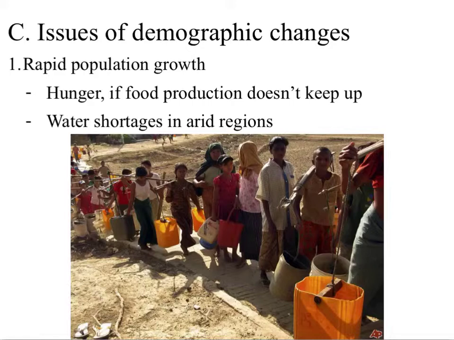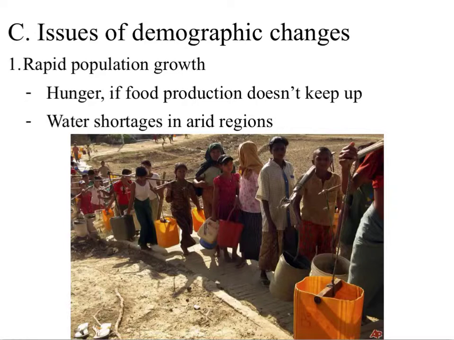Here we're going to be looking at issues involved with demographic changes, so problems that might sprout up as the population structure changes, or also descriptions of that change. The first set of problems happens when a country or an area is in the part of the demographic transition that involves rapid population growth.